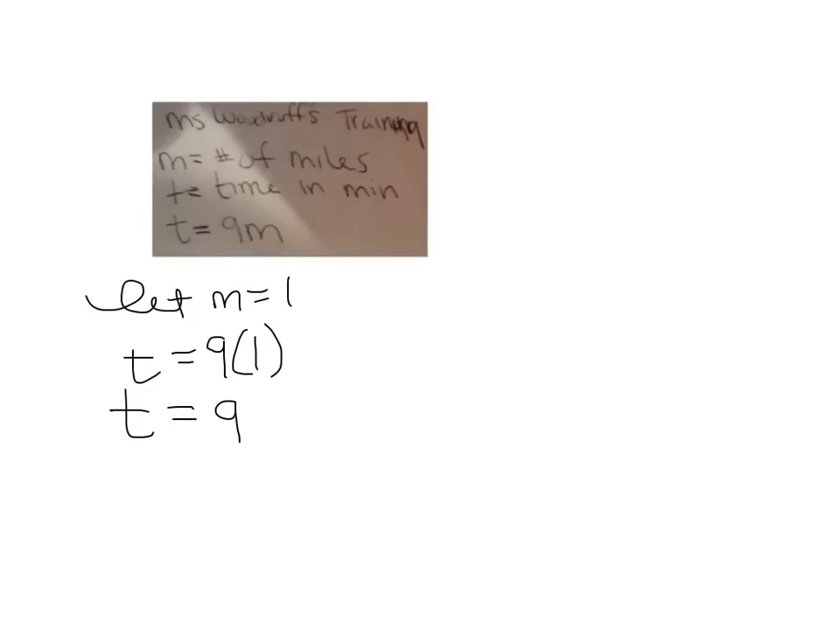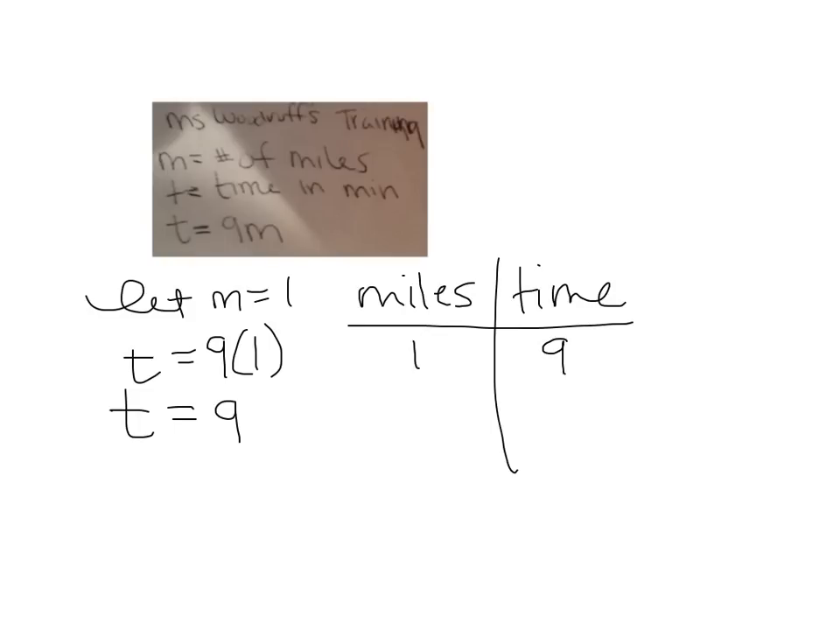I'm going to go ahead and put that in a table also. When I substituted a 1 in for number of miles, I got 9 for my time in minutes. So here I already have the unit rate, because I already have the information for 1 mile. Now I could have put in any number for m, but putting in 1 because I'm looking for a unit rate made the most sense. So I get 9 minutes per mile. Now we have the unit rate for each of the three teachers.